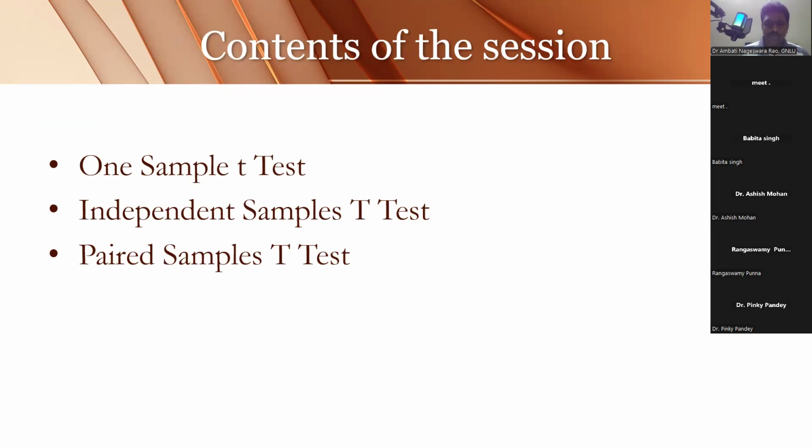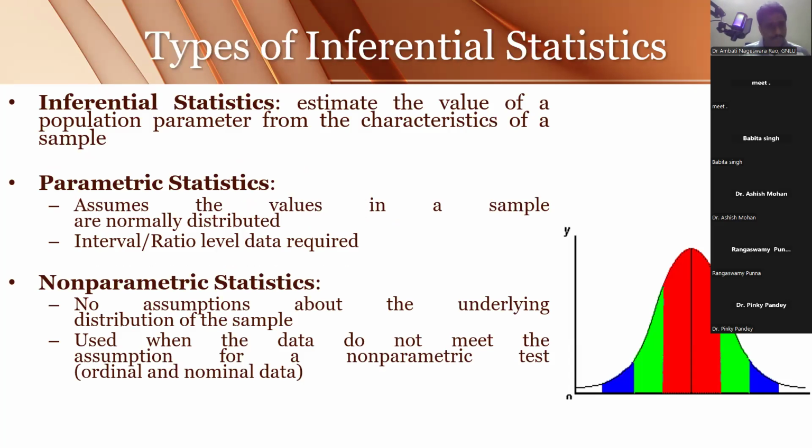Before that, I just want to have a brief discussion about parametric and non-parametric. Though I have discussed it on day one as a part of understanding basic terminologies, there are two types of statistics: descriptive statistics and inferential statistics. The main objective of inferential statistics is to give some kind of conclusion to generalize the major findings of your study. Now, as a part of inferential statistics, again, we have two types of statistics: parametric and non-parametric.